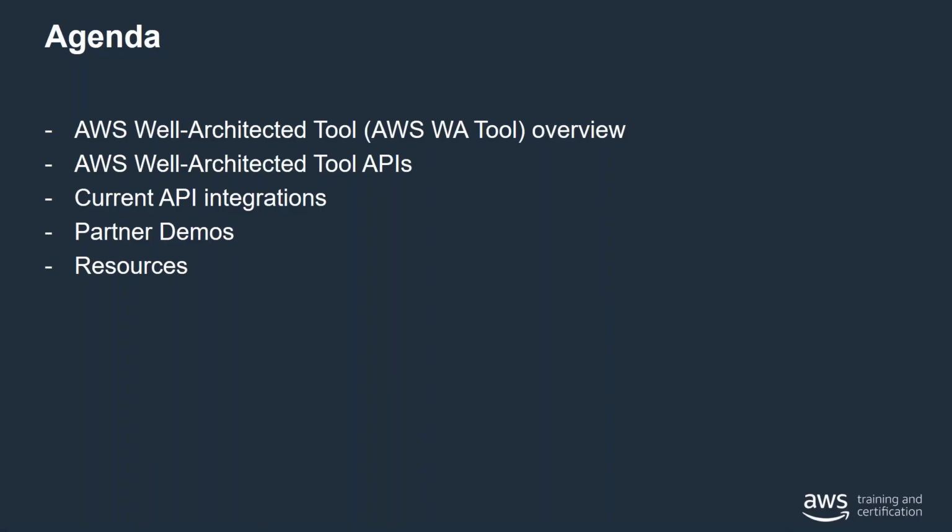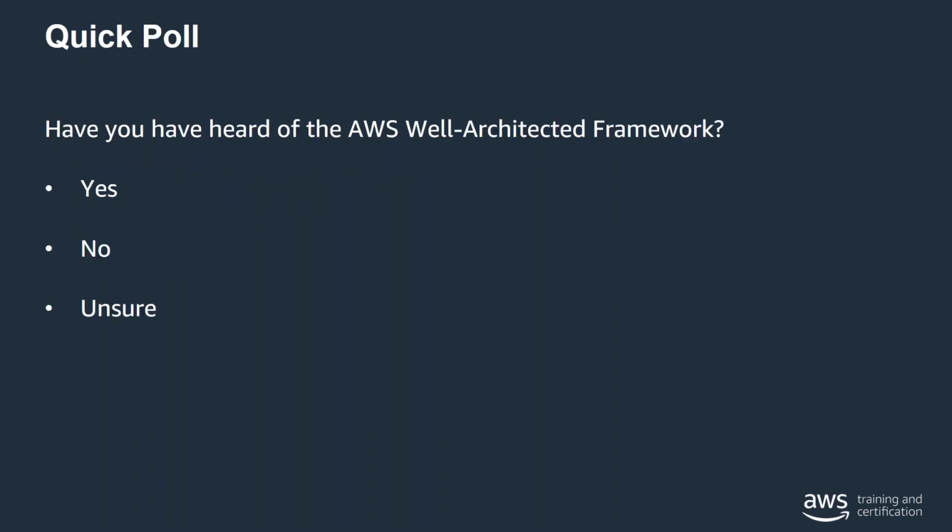What we're going to go over today is really the AWS Well-Architected Tool itself. I'll talk about what it is and give you a quick overview. We're going to talk about the APIs themselves. We're going to have a couple of demos from current API integrations. We'll talk about other partners that have integrated it. And then we'll give you some resources at the end for how you can learn how to use these APIs.